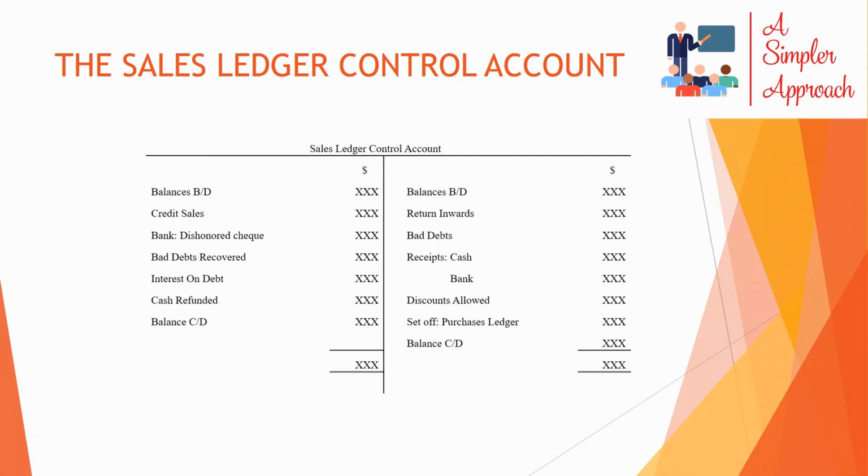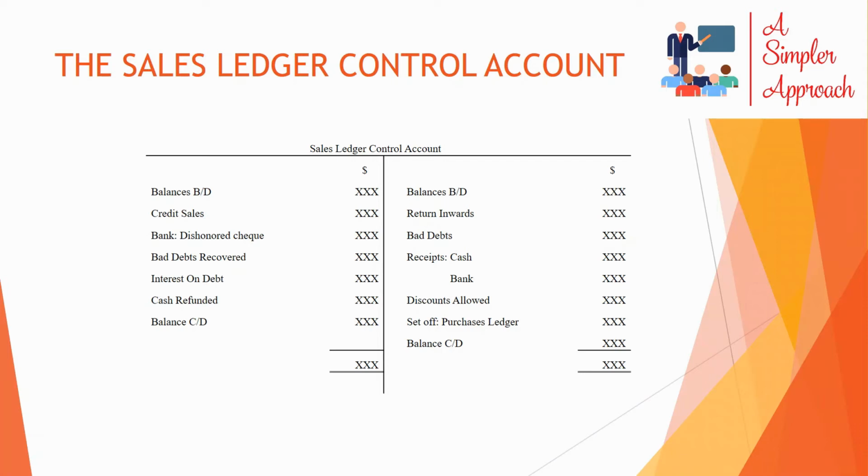Interest on debt. When they owe us and don't pay on time, and interest is charged on what they owe us, that is a debit entry. When we refund cash to our debtors, that's a debit entry. Return inwards, bad debts, receipts from our debtors, whether by cash or by bank, discount allowed, all these things are credited in our debtors' T account.